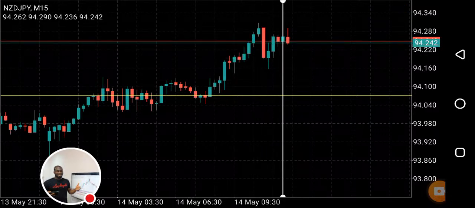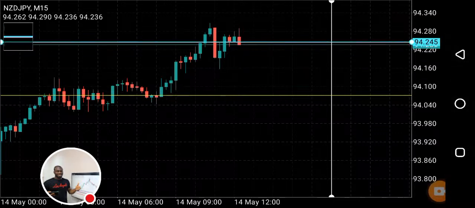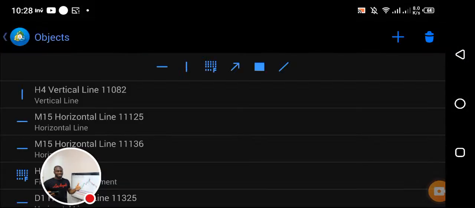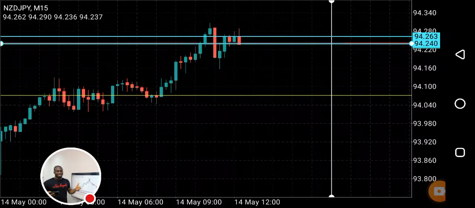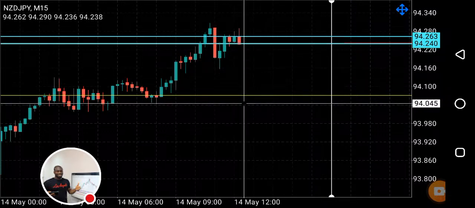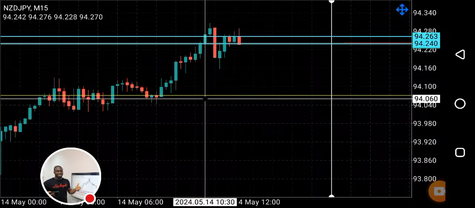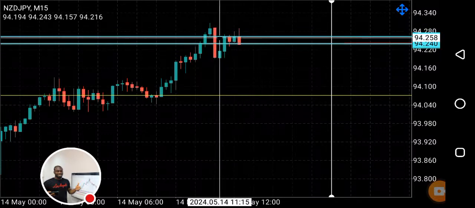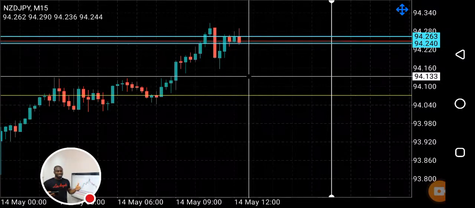Now, I think this pullback we saw here was to fill this fair value gap that was created after the formation of the engulfing. And that has been accomplished. So you could wait for this current 15 minutes candle to close below the low of this fair value gap. Then you can go bearish on New Zealand JPY. If you don't want to go bearish now, you can wait for this 15 minutes candle to close below the low of this fair value gap before you go bearish.